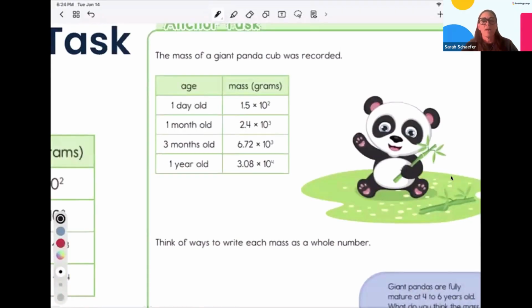So we're given the mass of a giant panda cub. And in the US, usually we don't record the weights of something in grams. We usually look in pounds. But in this task, we're given the weight of a panda bear cub at 1 day, at 1 month, at 3 months, and at 1 year. It's hard to make sense of or even compare this to something in our own world, like to even get a sense of what that mass might feel like.